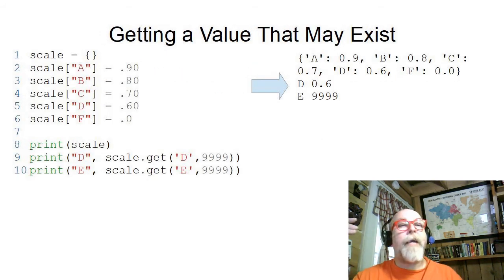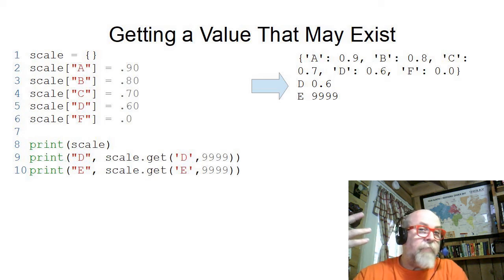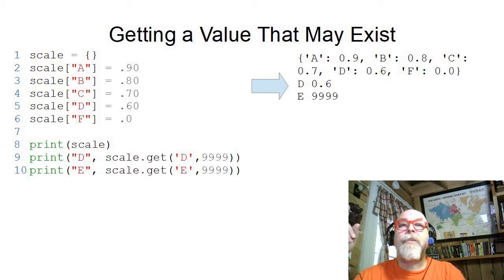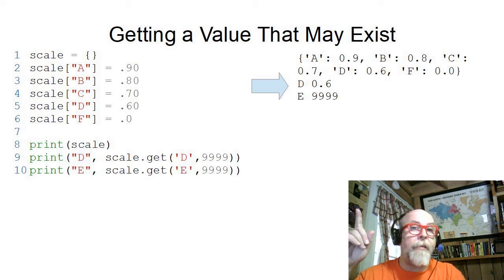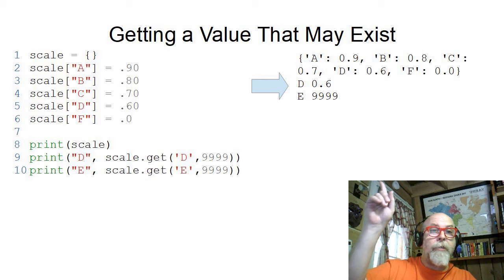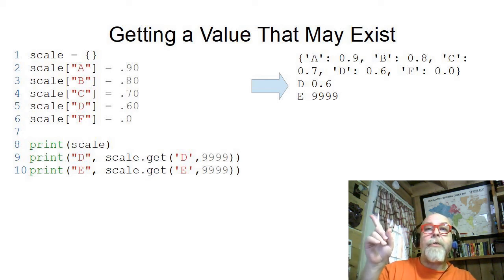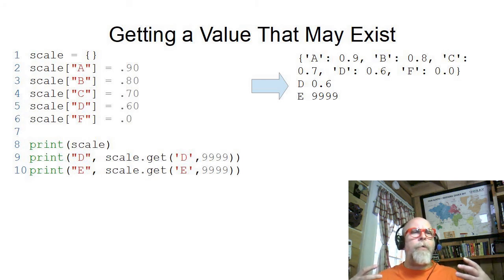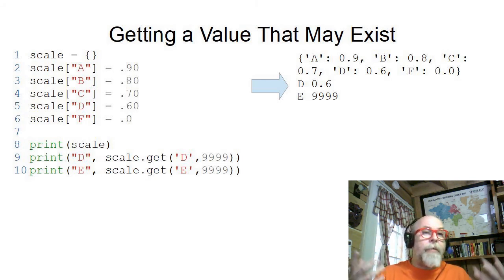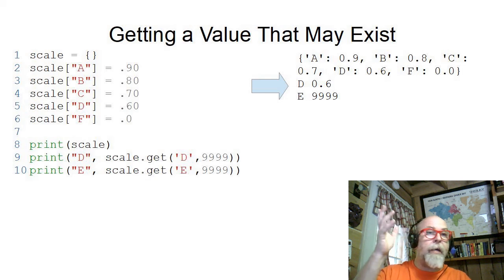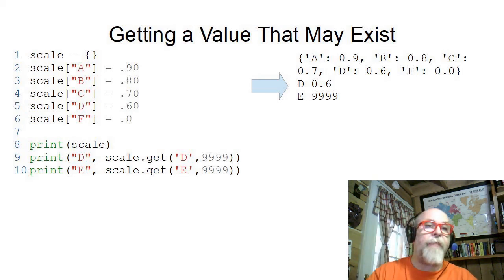On lines 1 through 6, I create the same scale dictionary. On line 9, you can see that I go get the value for D out of the scale dictionary, and D exists, and it returned 0.60, just like I wanted it to in the print. But notice on line 10, I say, give me the E value. There is no E value. E wasn't created in the dictionary, so it returned 4 nines. So use the second value in the get method.